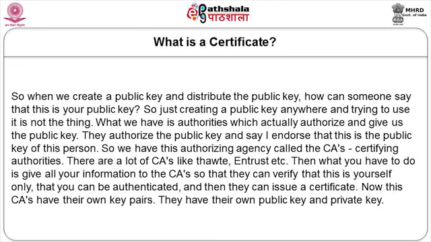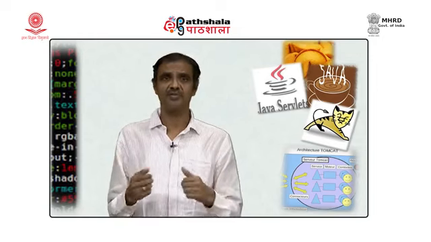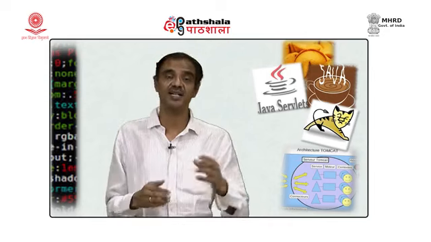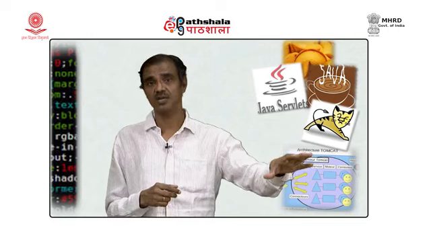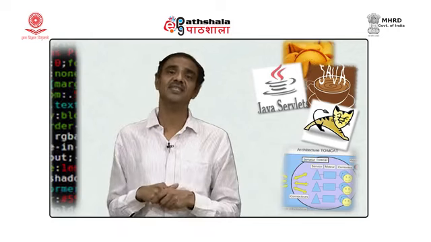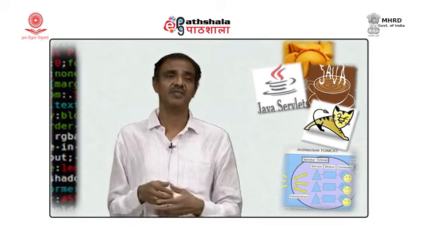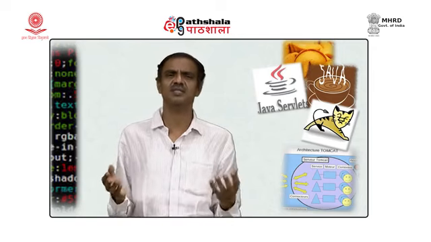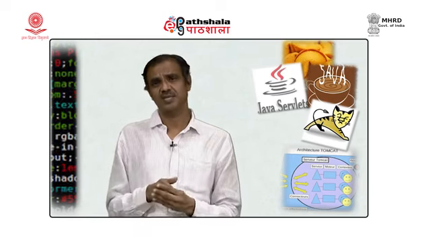Therefore, just creating a public key anywhere and trying to use it is not enough. We have authorities who actually authorize and give us the public keys, and they will say, I endorse that this is the public key of this entity. We have these authorizing agencies, which we call CAs, the certifying authorities. There are lots of certifying authorities, like Thawte, Entrust, and a number of such authorizing agencies.